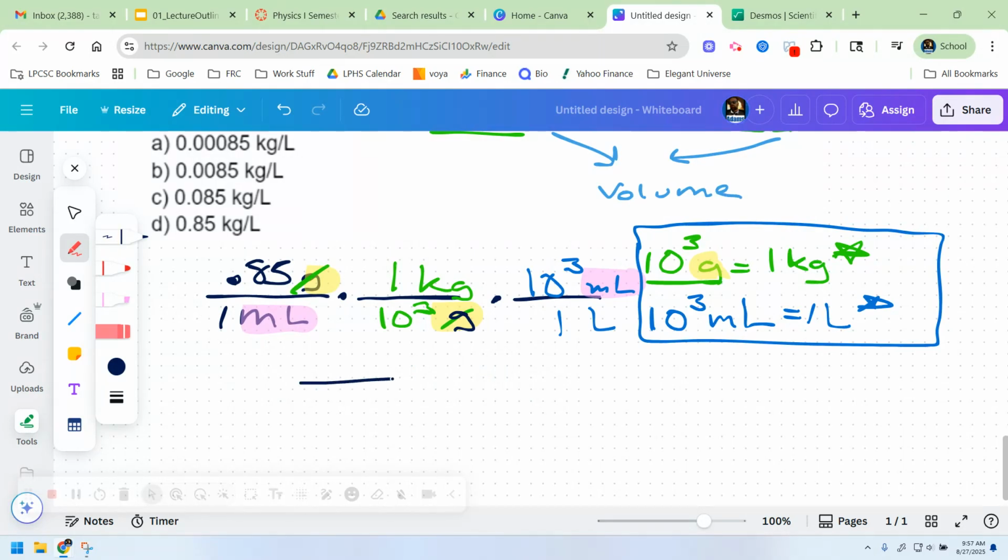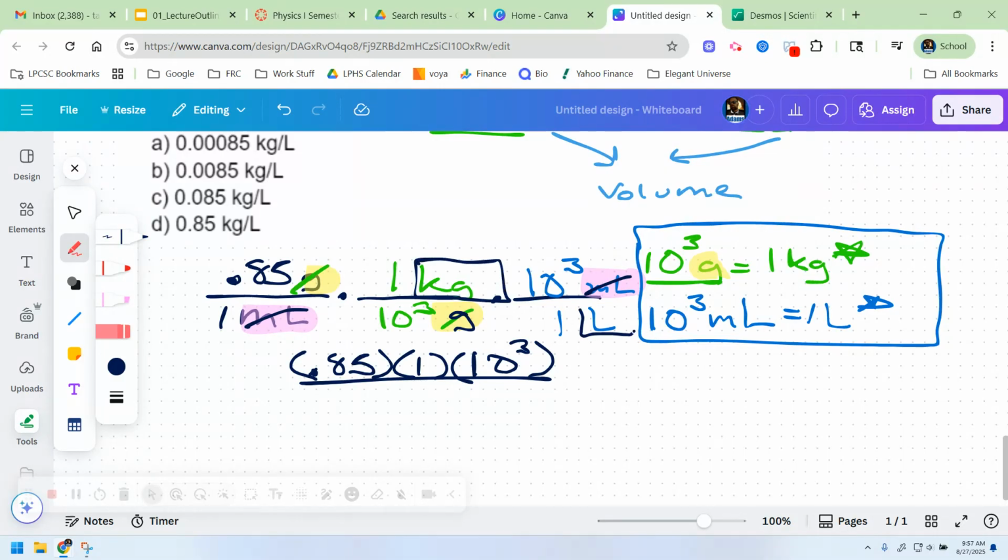On the top part, we're going to have 0.85 times 1 times 10 to the third. And I almost forgot, milliliters cancels with milliliters. The only thing left then is kilograms on the top, right? And then liters on the bottom, which is what they were asking us to do anyway. So I'm going to say kilograms, and then on the bottom I have liters. And then I have 1 times 10 to the third times 1.